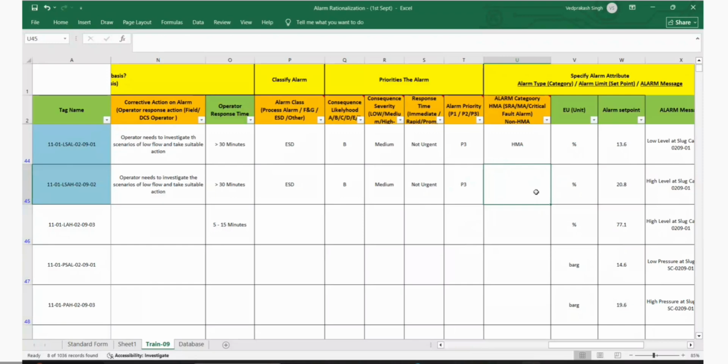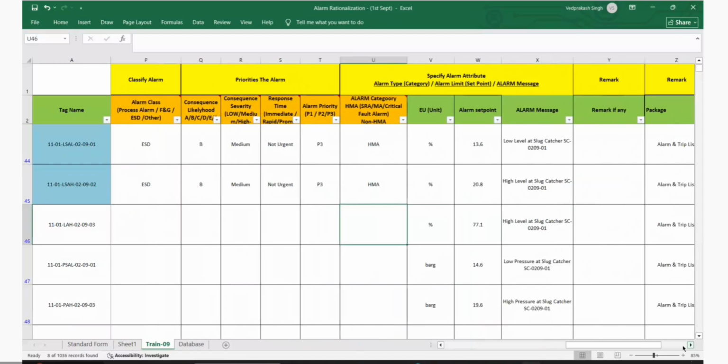This is HMA. And the set point we have changed in percentage, 20.8. Why percentage 20.8 of level? But this should not be in percentage, in the meter, no? This is percent. Percent, okay. Yes. Percentage of vessel, you mean?